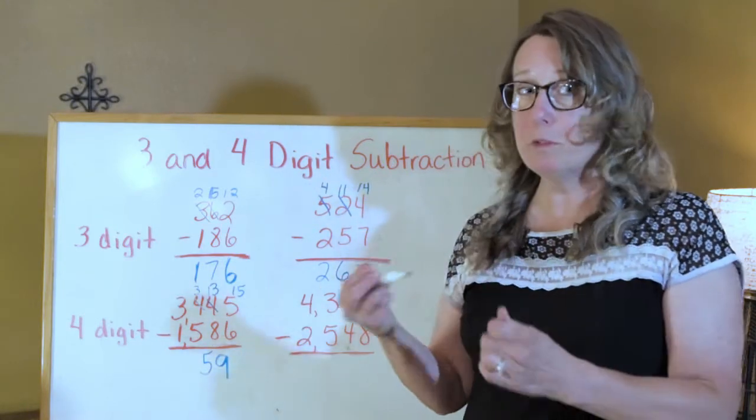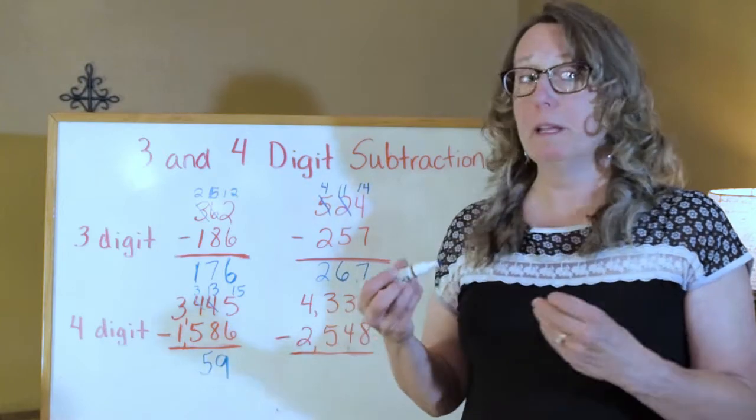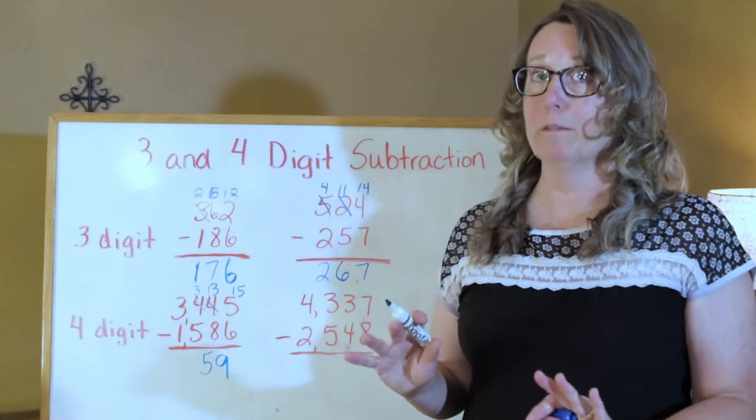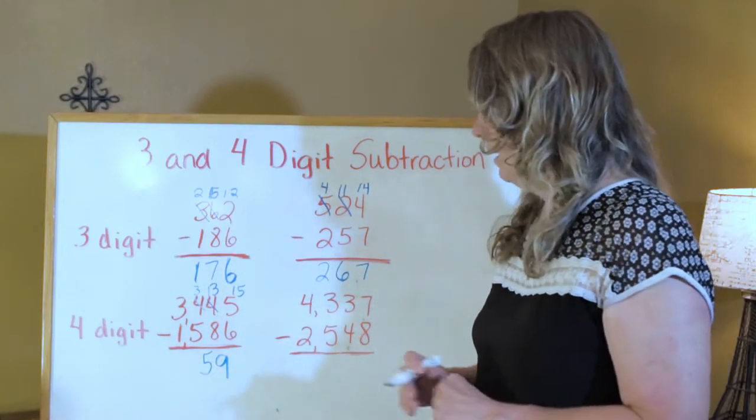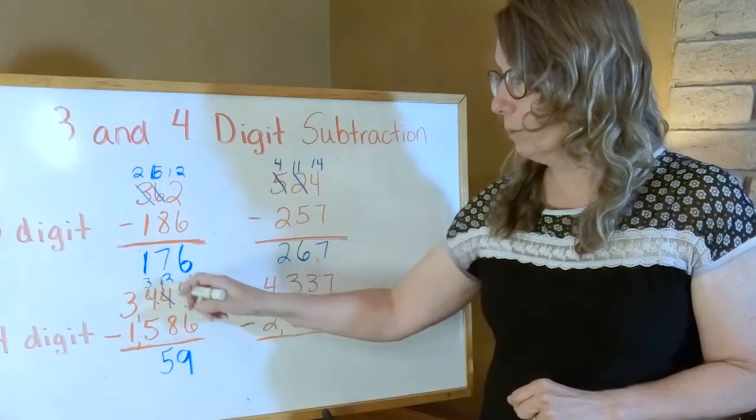So I'm kind of switching back and forth by just saying 5, but it's not 5, right? It's 50. We have to make sure that we're saying it right. Okay, now we're at the hundreds place.